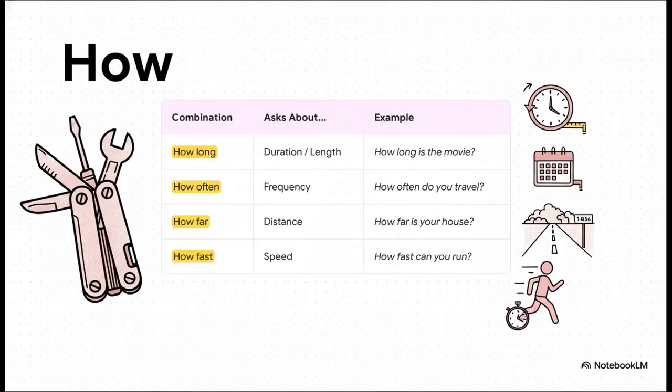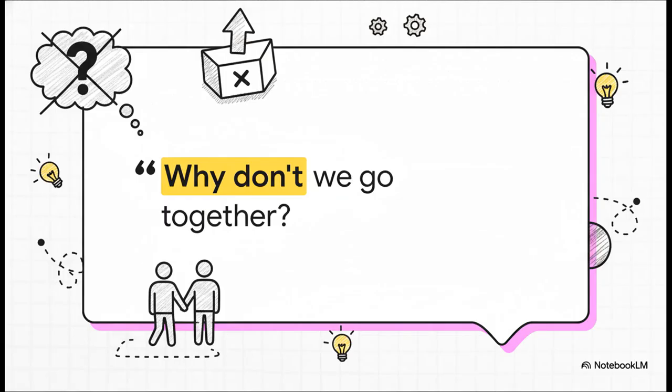Now, the word how is amazing. It's like the Swiss Army knife of question words. By itself, it asks about the way something is done. But look at this. When you pair it with an adjective, you can ask about all sorts of stuff. Duration with how long, frequency with how often, and distance with how far. It's a fantastic shortcut.